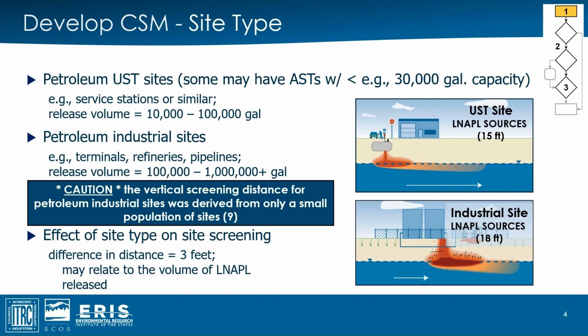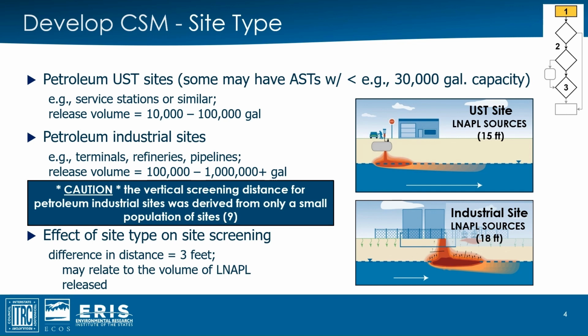The first element of developing the CSM is to define your site type. Is the site a petroleum UST site or a petroleum industrial site, such as a refinery, terminal, or pipeline site? It's important to make this distinction because the screening distances recommended by ITRC for LNAPL sources are 15 feet if it's located at a petroleum UST site, or 18 feet if it's located at a petroleum industrial site.